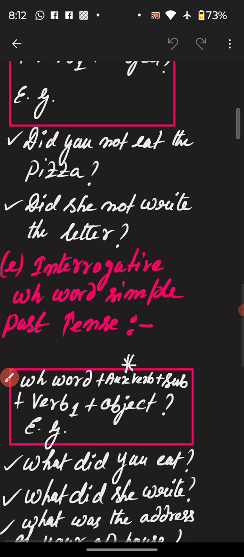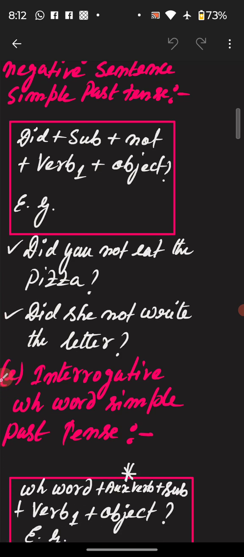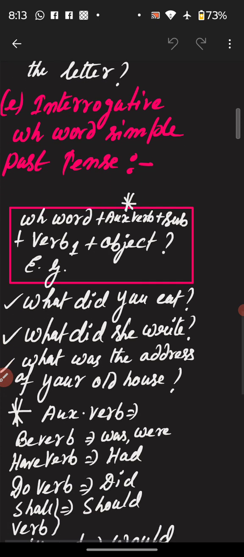So the formation will be like this: did plus subject plus not plus verb in the present form plus object. Did you not eat the pizza? Did she not write the letter? Is it clear? Now coming to the interrogative question.